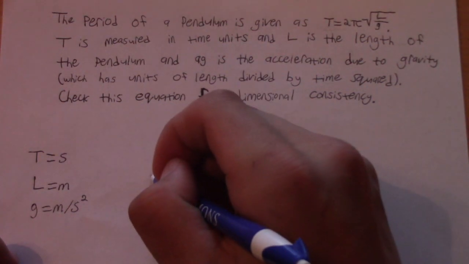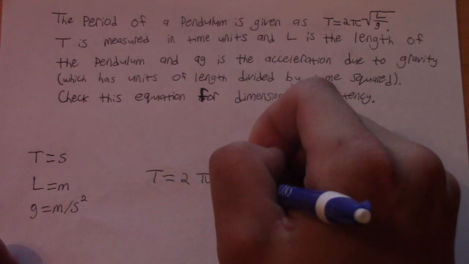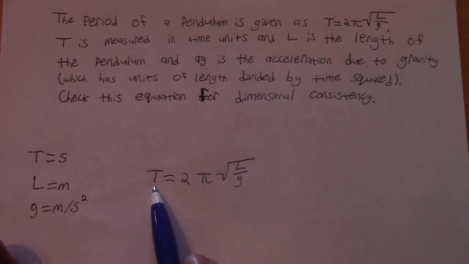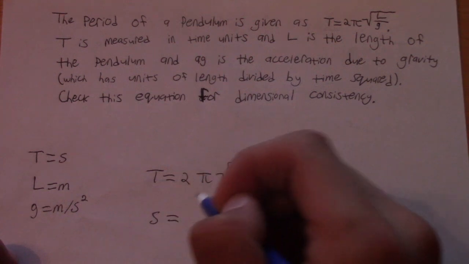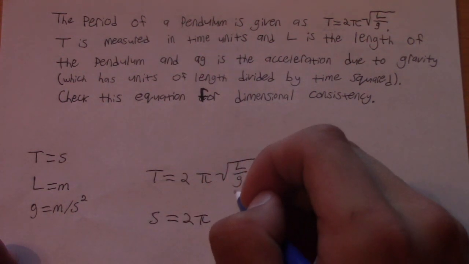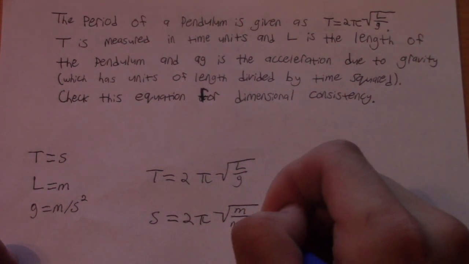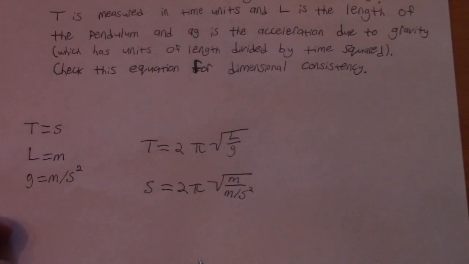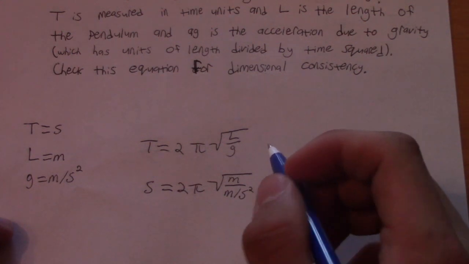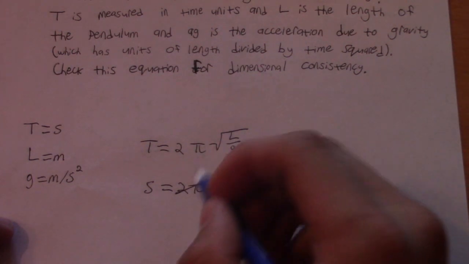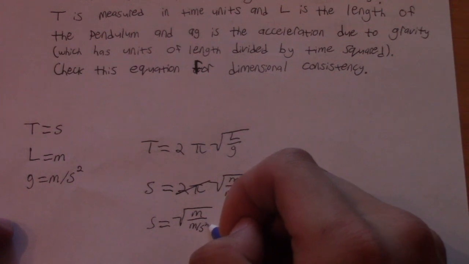And if you set up the equation as T equals 2 pi root L over g, and you just substitute in seconds for T and meters for length, you get seconds is equal to 2 pi square root of meters over meters per second squared. So you can start out by canceling out the 2 pi because as constant values they don't have units, so those are gone. And you're left with seconds is equal to root meters over meters per second squared.